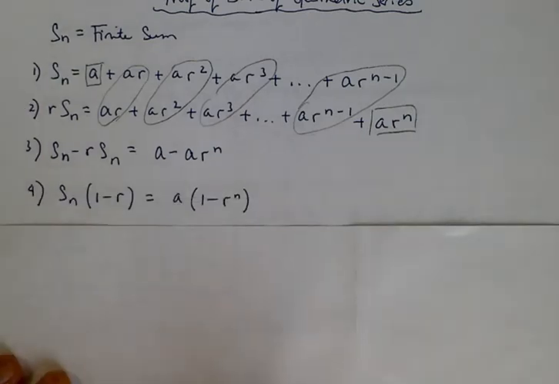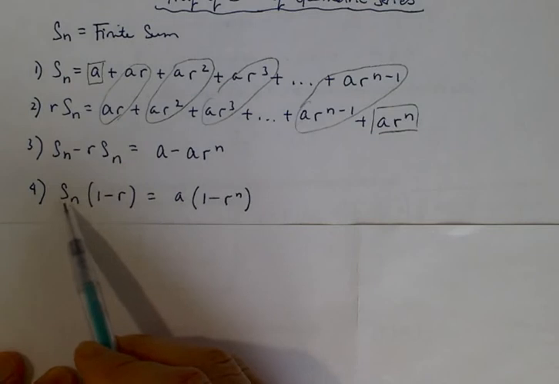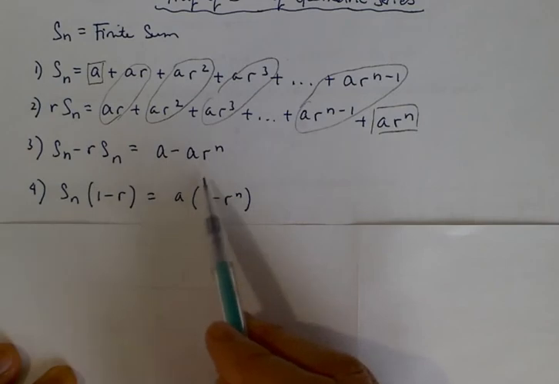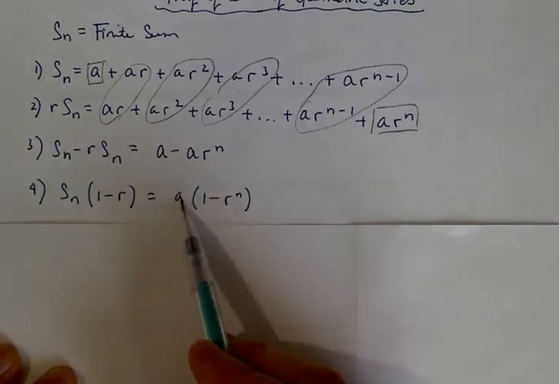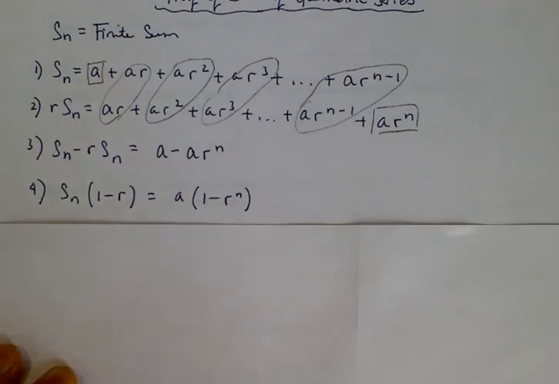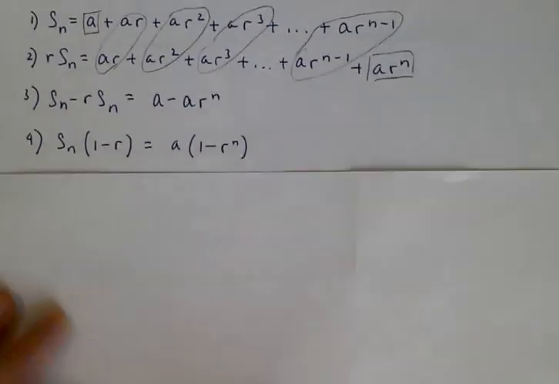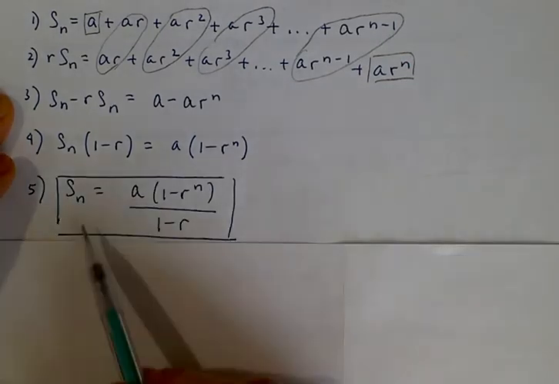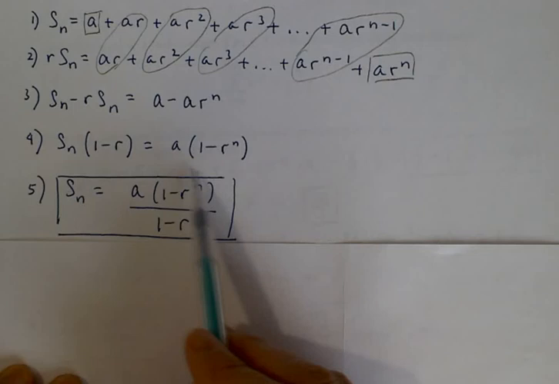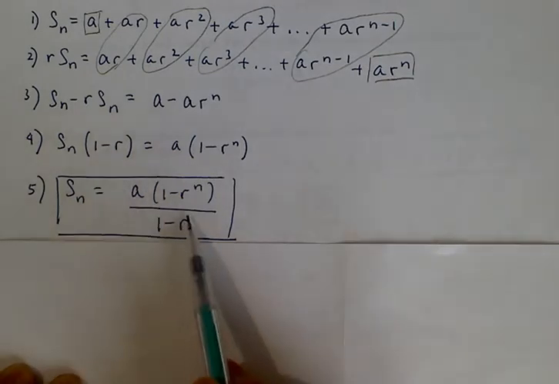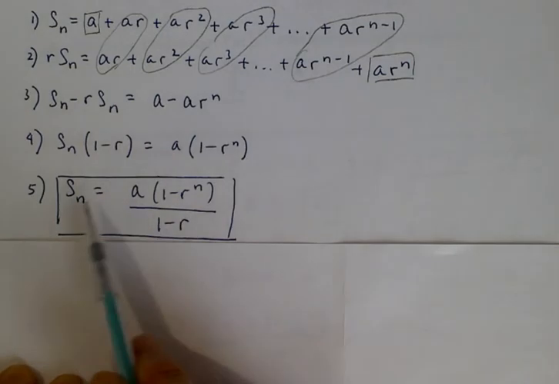Now I'm going to factor out common factors in each one of them. On the left side, I can factor out an S sub n, and so I'm left with 1 minus r. And then on the right side, I factor out an a, and I'm left with 1 minus r^n. Then I'm going to solve for S sub n. On the right side, I just keep it as it is, and then I divide through by 1 minus r.